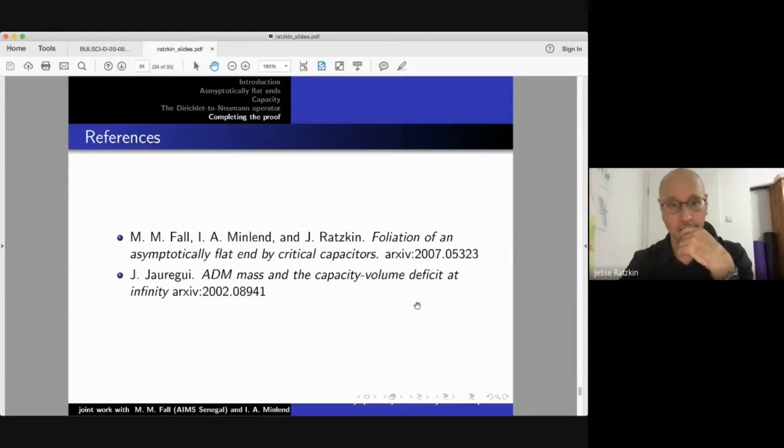Okay, so I'm going to give you a couple of references. The paper this talk is based on is on arXiv, so here's a reference for it. And the other paper I want to reference is this paper from earlier this year by Jeff Jaggery, where he talks about the relationship between capacity and volume and geometry at infinity of asymptotically flat manifolds.